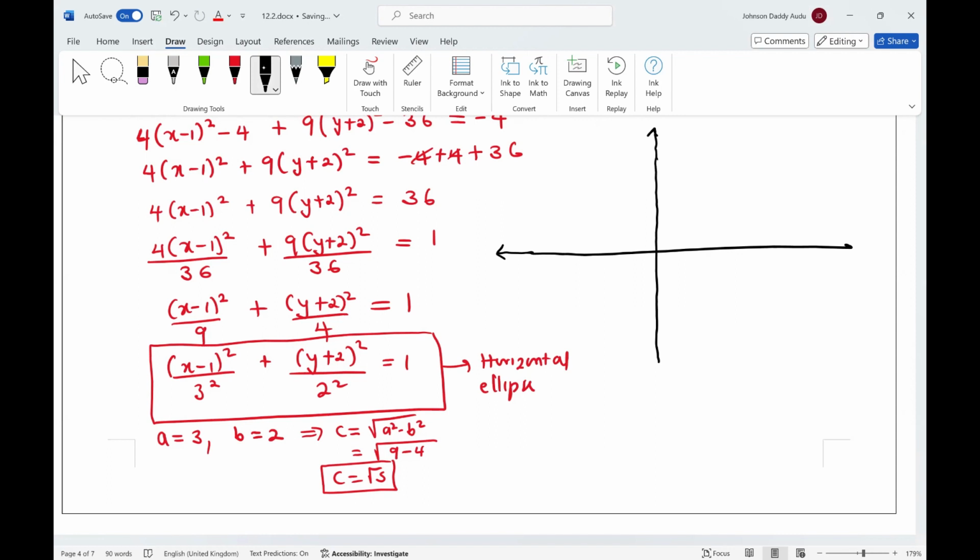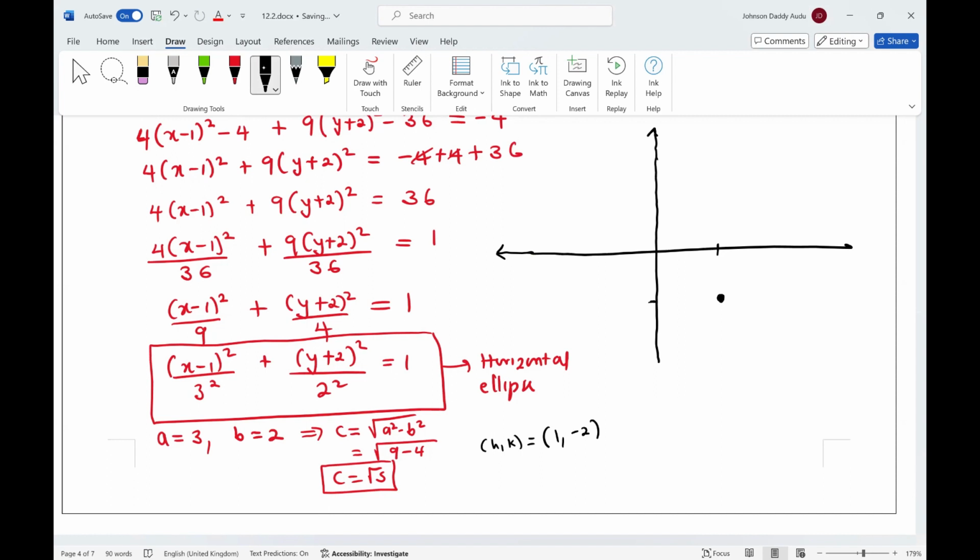Now, the center, as you can see, our center (h, k) is nothing but what? Let's write it here. (h, k) is simply (1, -2). So the point (1, -2) is on which quadrant? It's going to be in the 4th quadrant. So let's locate (1, -2), somewhere here. So this is our center, (1, -2).